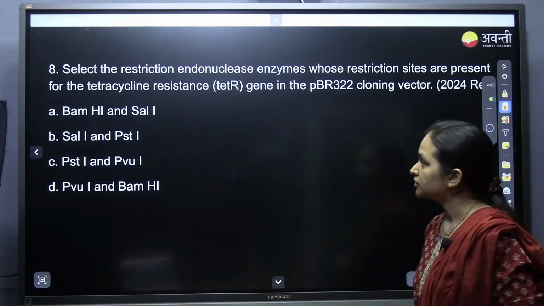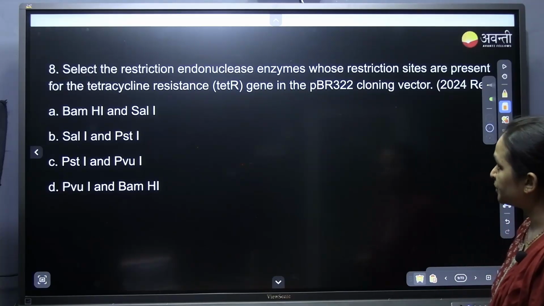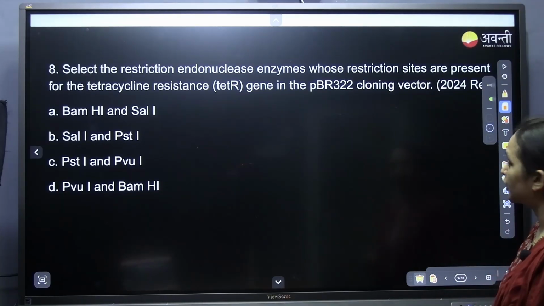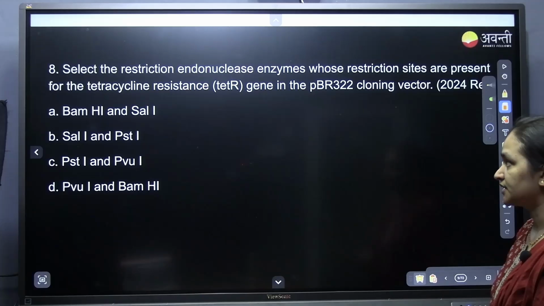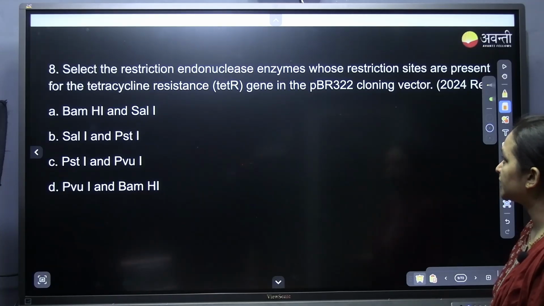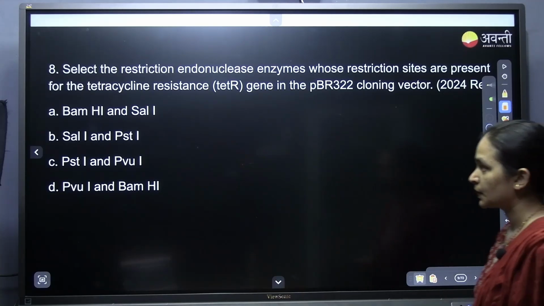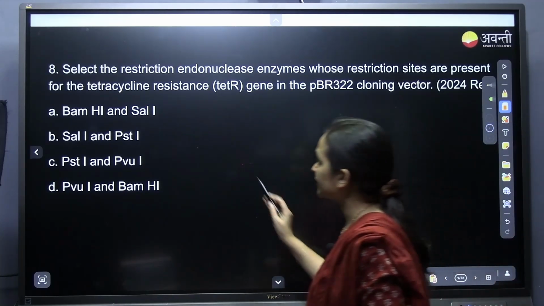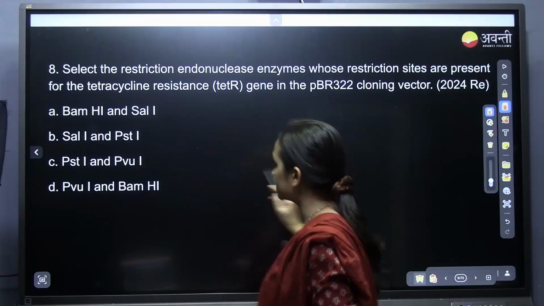Select the restriction endonuclease enzymes whose restriction sites are present in the tetracycline resistance gene in the pBR322 cloning vector. Tell me which is in tetracycline resistance.